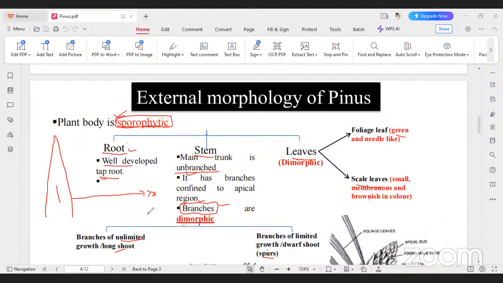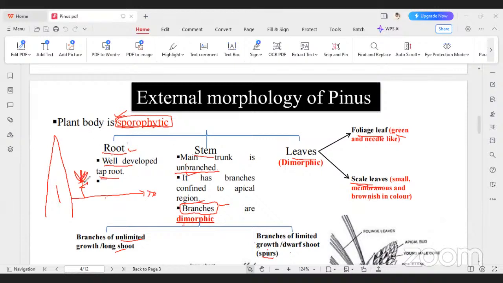On the long shoots and the limited ones, this extends until the formation of the foliage leaves. Like these are the foliage leaves. After the formation of foliage leaves, the growth is retarded. That's why this is limited and this is unlimited. For the leaves, there are two types: foliage leaf and scaly leaves. For example, this is the foliage leaves. Foliage leaves are green in color. Let's change color.